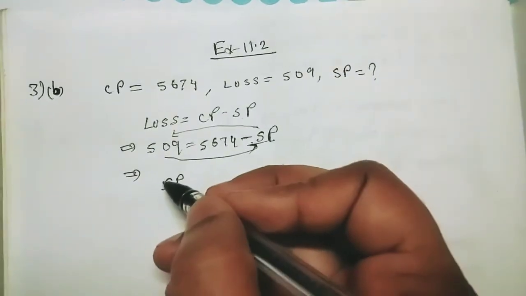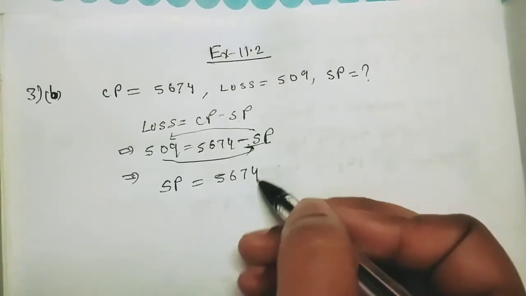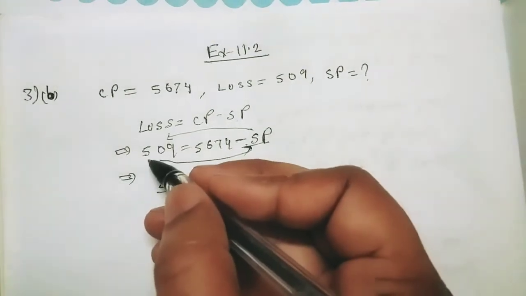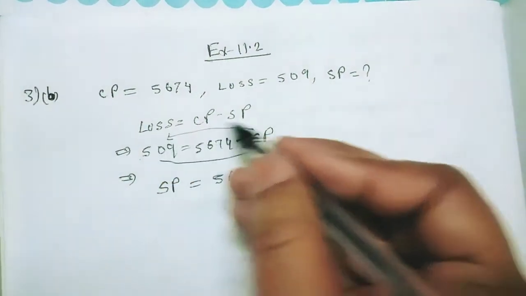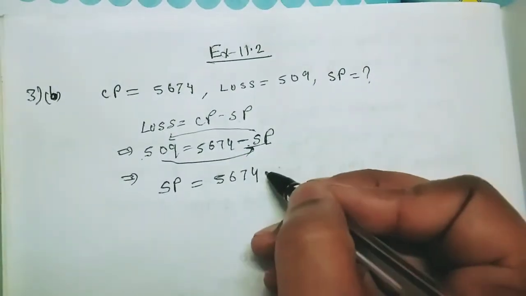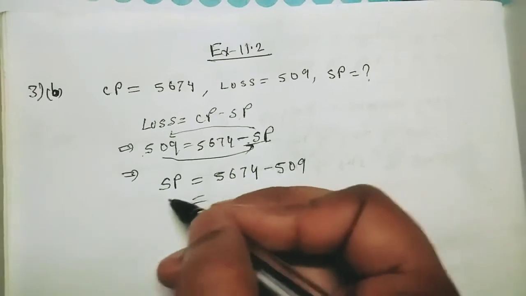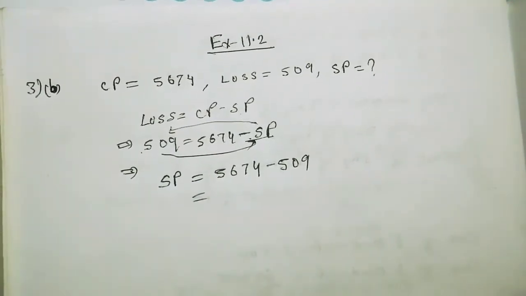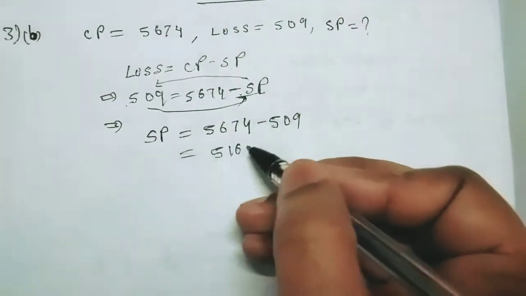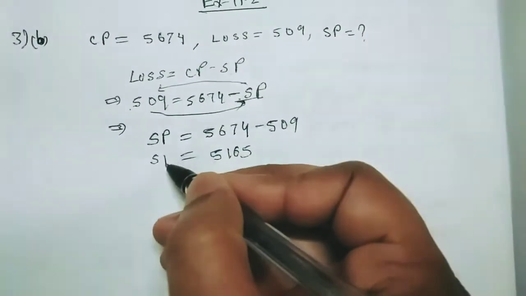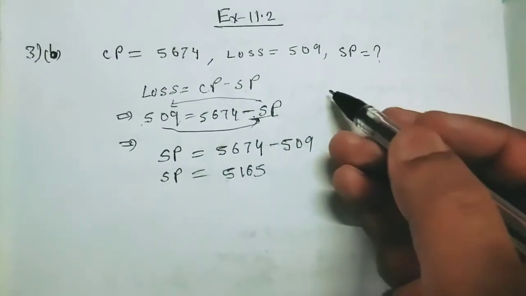Minus SP will become plus SP equal to this 5674. This 509 is there. So 509 is what? Positive. That means plus. So when it is transferred to this side, it will become negative. So it will be minus 509. Okay. Now subtract both the things and you will get the answer. So it is what? 5165. Okay. So this is the SP. That means this is the selling price. Okay. So in this way you have to find the selling price.